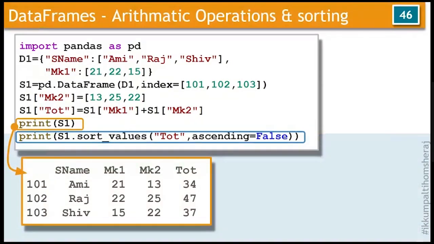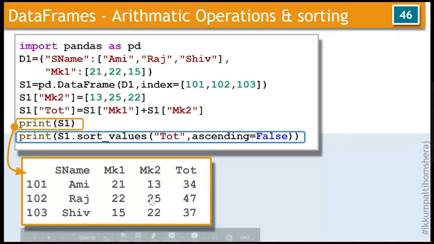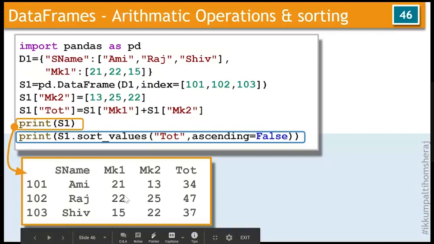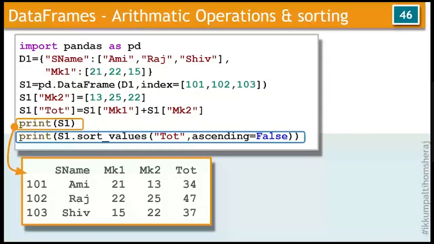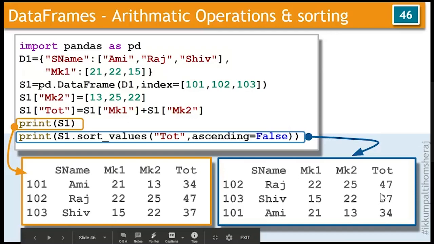So you can see how the result is going to be seen by you. So first you will be able to see mk2 and tot. So in mk2 we have added a new column, and tot is the result of mk1 plus mk2. So you can just operate and see 21 plus 13 is 34, 22 plus 25 is 47, 15 plus 22 is 37. And if at all you want this to be sorted in descending order, you can simply display it like this, where your topper's marks on the top and the person getting the least marks at the bottom.